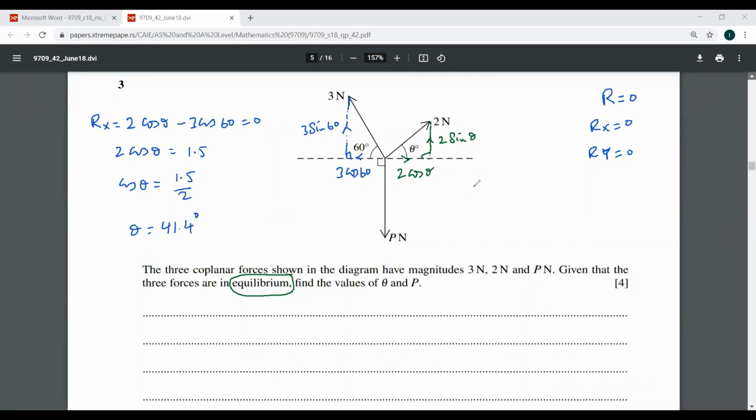Okay. And then from the vertical parts, we have 2 sine theta plus there is another upward force 3 sine 60 and minus this P that is equal to 0. This is the Ry, okay? And then you see that this P is going to be 2 sine theta plus 3 sine 60. You use this value of theta here and tell me what is this P? Okay, this is 3.92. So we have the answers with us as well.